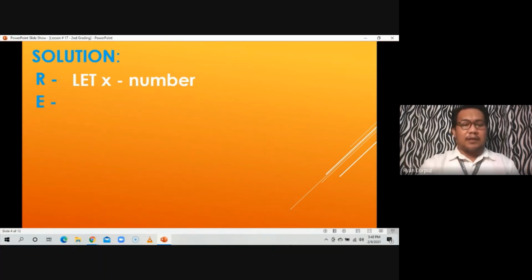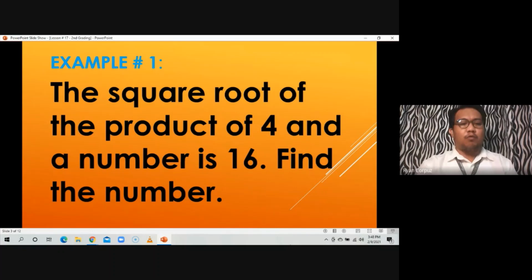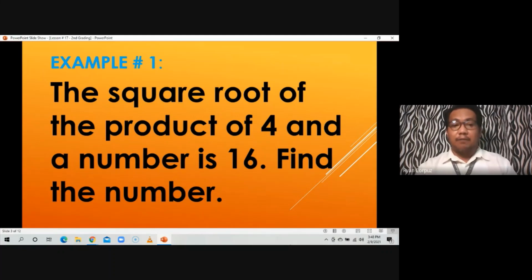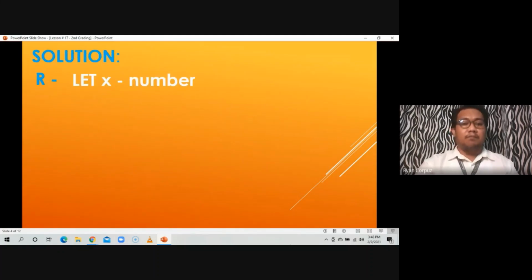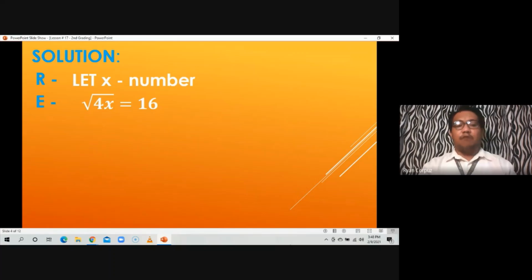Ang sabi doon sa given problem natin, if we're going to go back, the square root of the product of 4 and a number. Product of 4 and a number, that would be 4. The number is x, that would be 4x. Square root daw nun. So it should be square root of 4x. The square root of the product of 4 and a number is 16. So we'll form the equation square root of 4x is equal to 16.